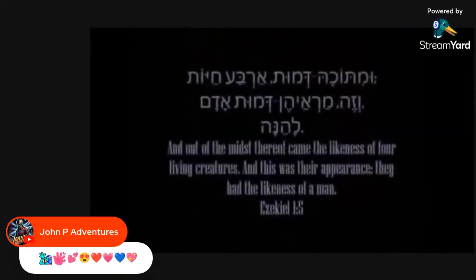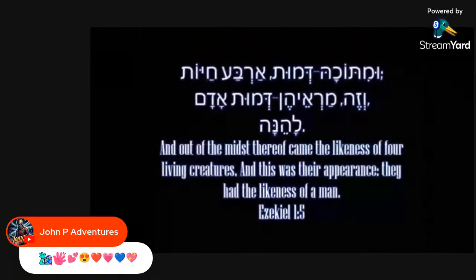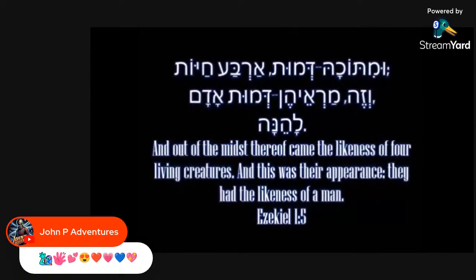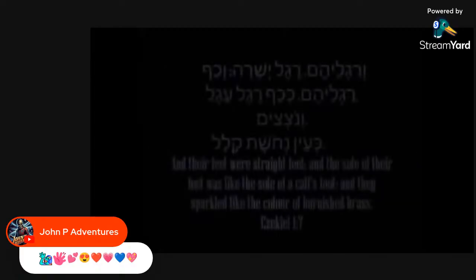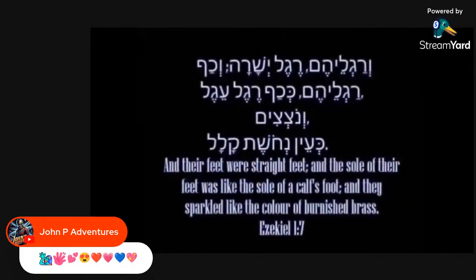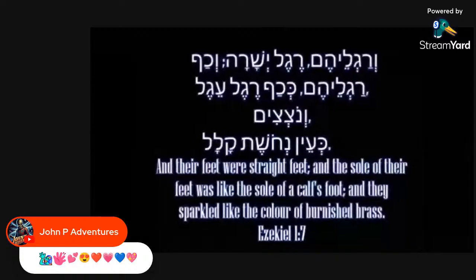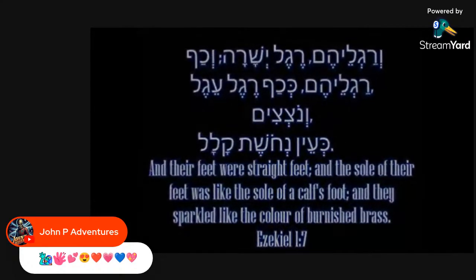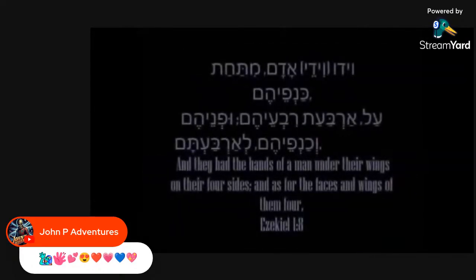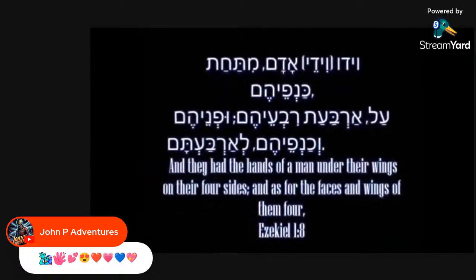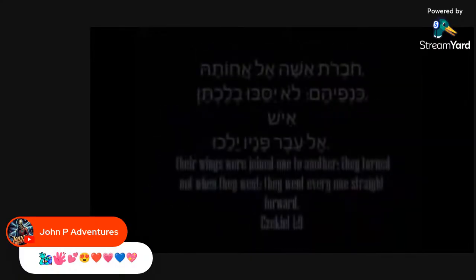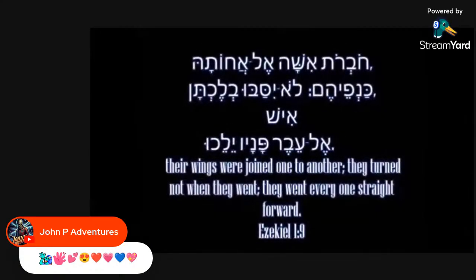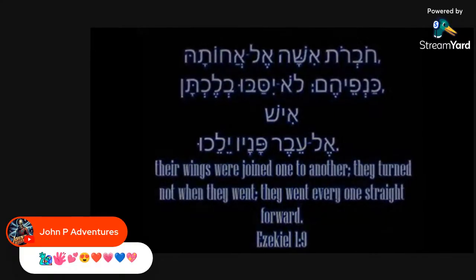And out of the midst thereof came the likeness of 4 living creatures, and this was their appearance. They had the likeness of a man, and every one had 4 faces, and every one of them had 4 wings, and their feet were straight feet, and the sole of their feet was like the sole of Adam's foot, and they sparkled like the color of burnished brass. And they had the hands of a man under their wings on their 4 sides, and as for the faces and wings of them, 4. Their wings were joined one to another. They turned not when they went, every one straight forward.